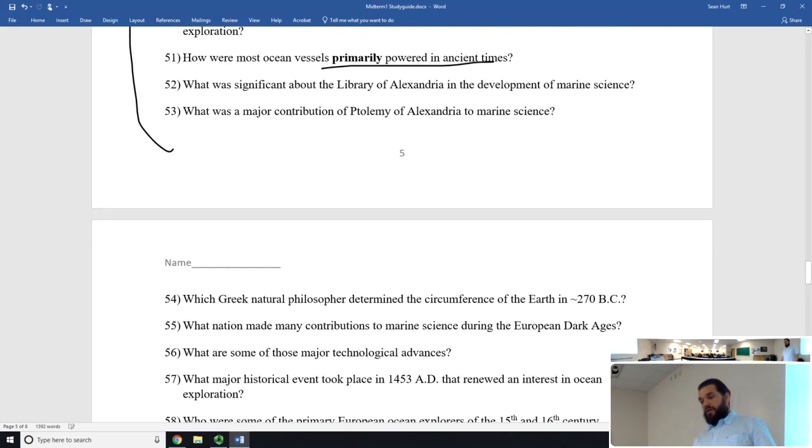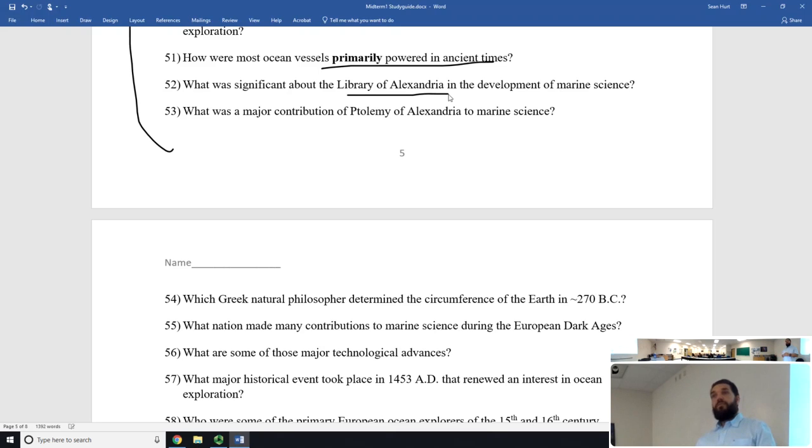All right, what's the significance of the Library of Alexandria? Remember that was a very important port city on the North African coast in the Mediterranean. They had the largest collection in antiquity of scrolls and documents, maps, charts, and it allowed people, for the first time, to put together a world map. Wow, what a big deal. To have the first world map that showed a very good deal of the Eastern Hemisphere.